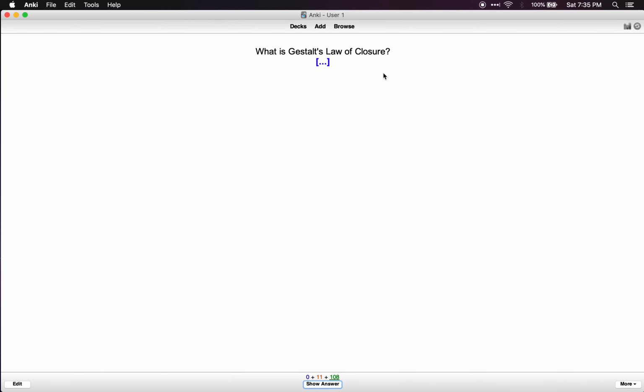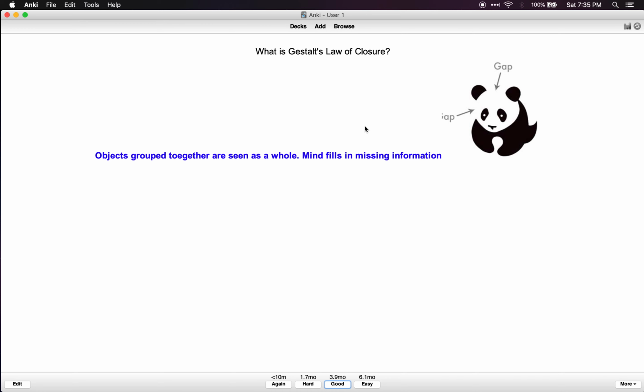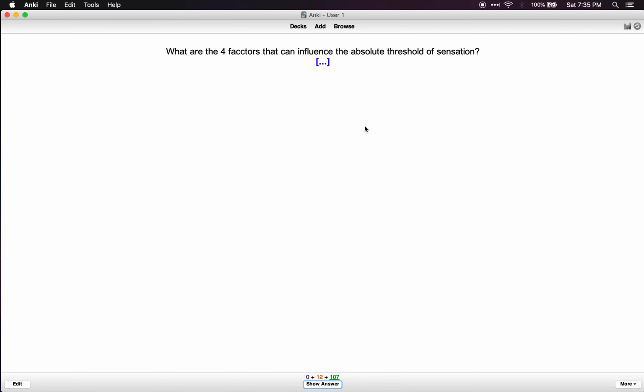Gestalt's law of closure states, for example, if we have a panda, we tend to fill in the missing information. What are the 4 factors that can influence the absolute threshold of sensation? Expectations, experience, motivation, alertness.